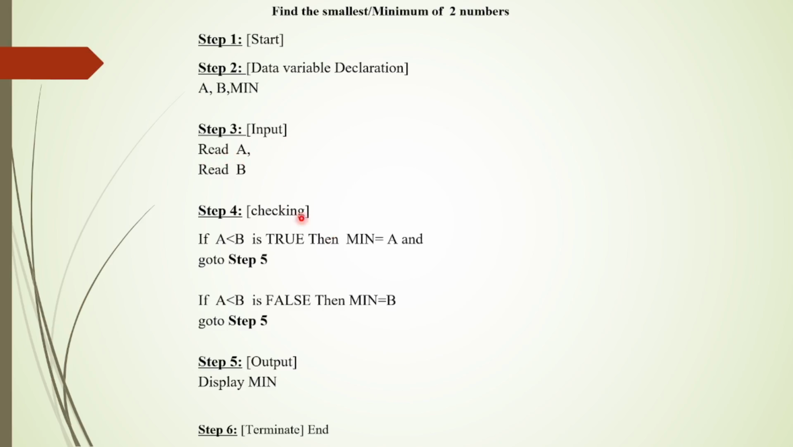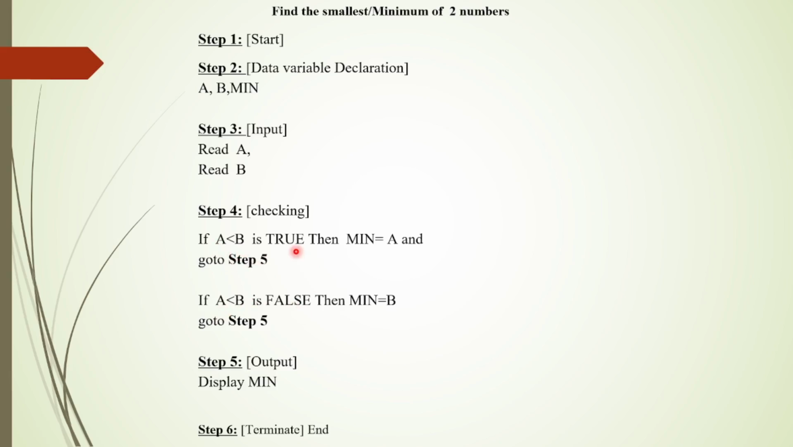Once I get my two numbers, what's the next step? I need to check here. This is the extra step we have in this particular algorithm, because here we are going to find the smallest or the minimum among two. That is why this checking step. In this step, I'm checking whether the first number in A is lesser than B. Why? Because smallest. So lesser than B. This can be true as well as false, isn't it? There are two answers for this particular question. A lesser than B is true, or A lesser than B is false.